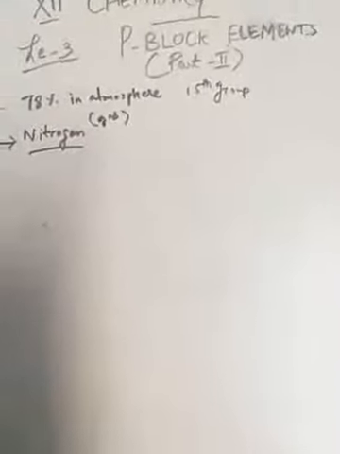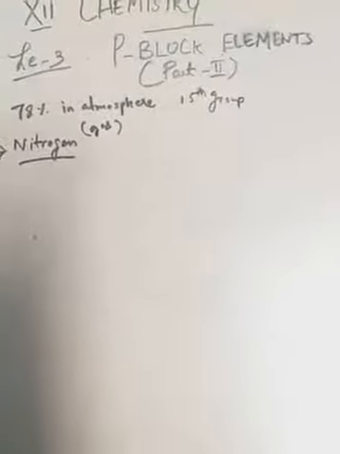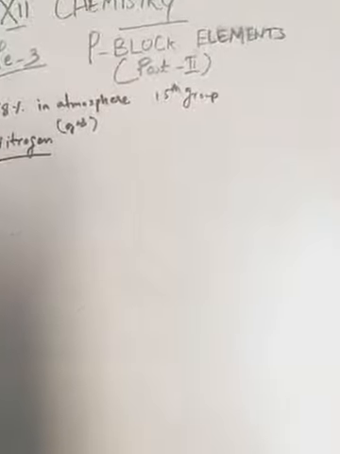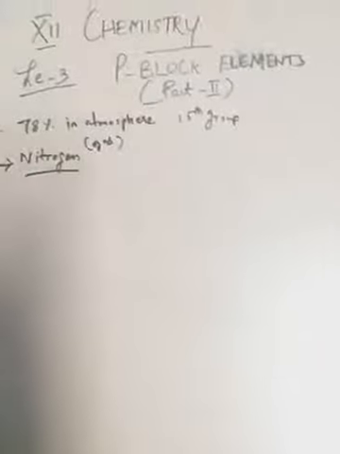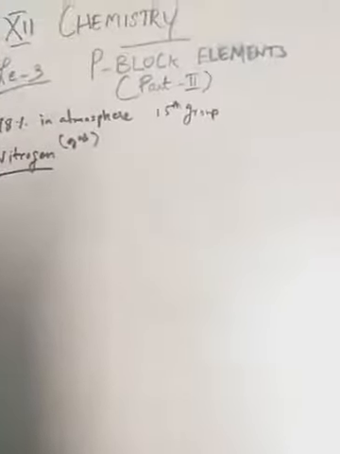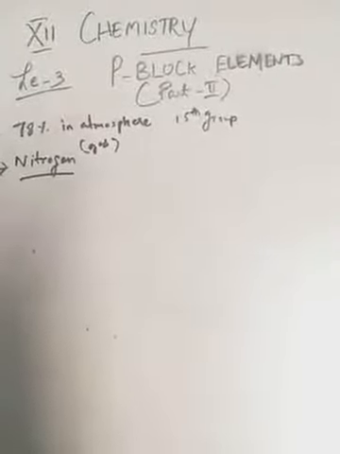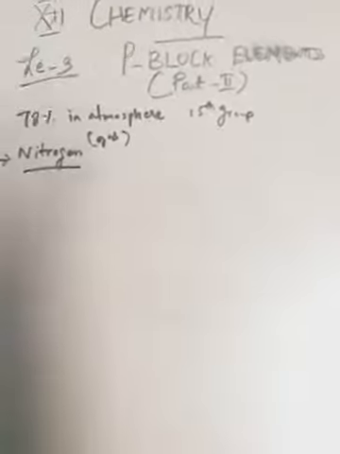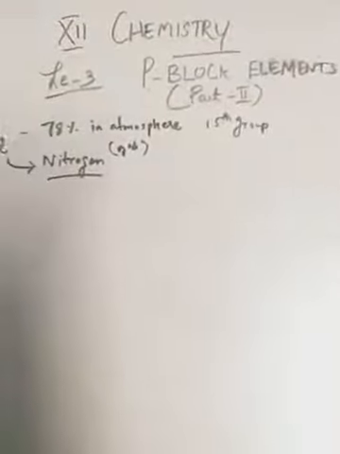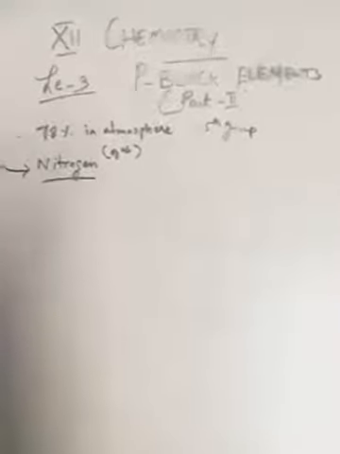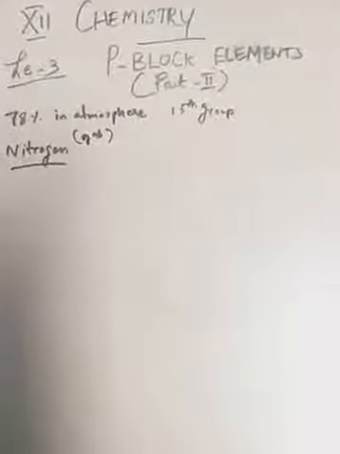Nitrogen can be used for the preparation of chemicals such as ammonia, nitric acid, and calcium cyanamide, which can be used for explosives in war times. Liquid nitrogen can be used to preserve biological specimens. It can help you freeze things. So those are the uses of nitrogen. We are going to study the preparation and the compounds of nitrogen.